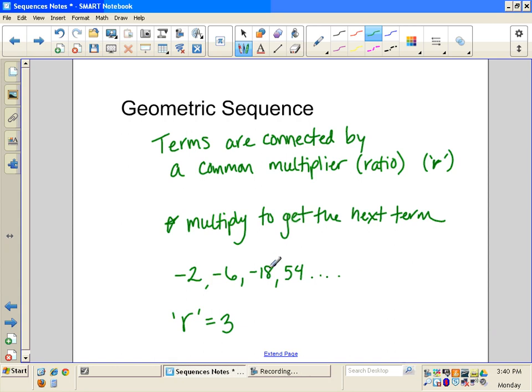I was right. 18 times 3 is 54, but I forgot that it was -18 times 3, so it should be -54, and so on and so forth.